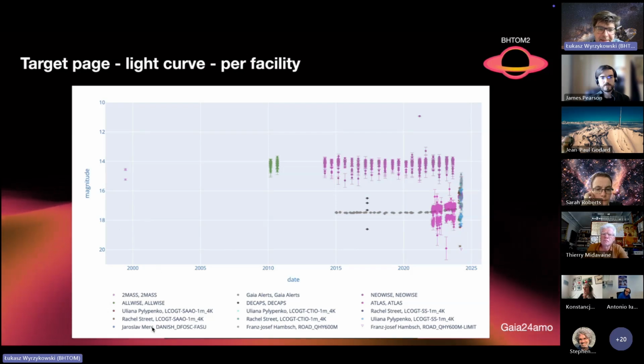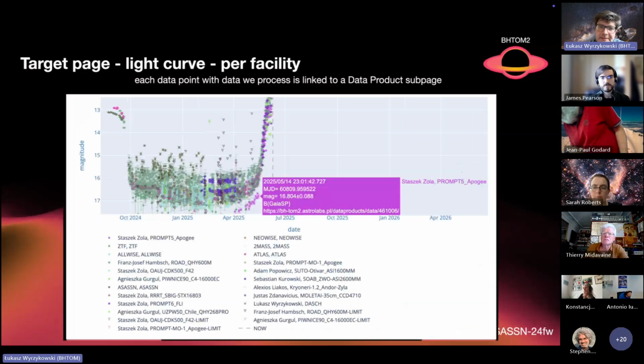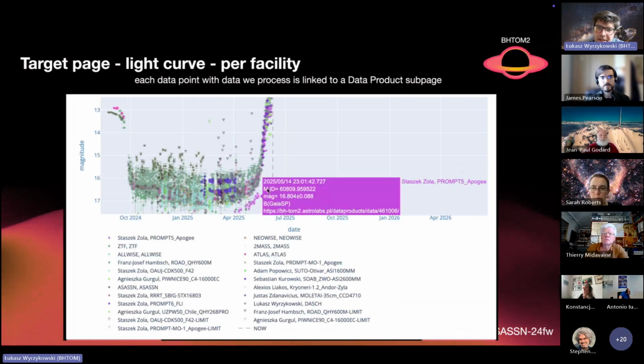You can actually select these data and then see what kind of data points were collected, which means that each data point has a label. You see there is a date, there is the MJD of the observation, magnitude, the filter it was calibrated in, and then the name of the observer, right? This is Staszek Zoła in this case with the Prompt 5 observatory.